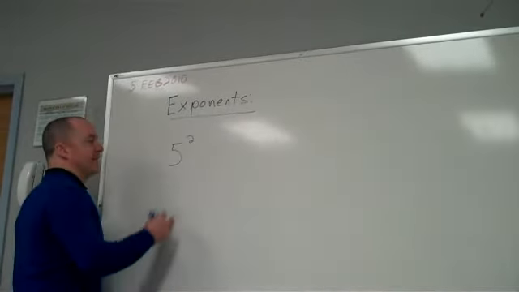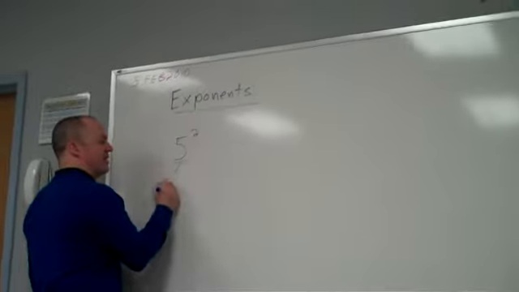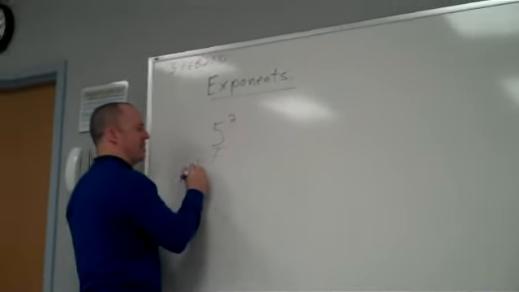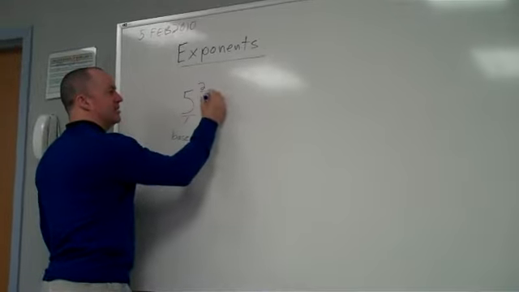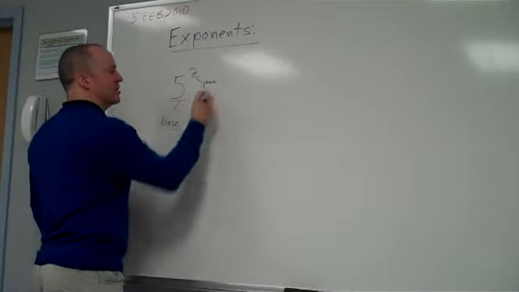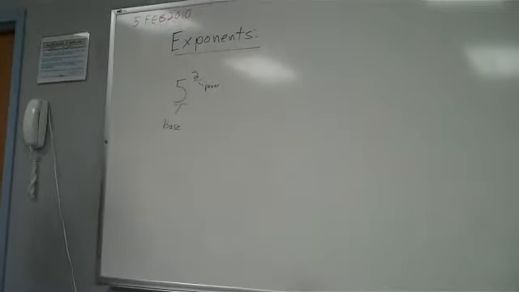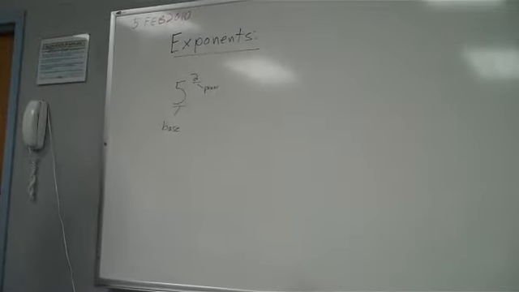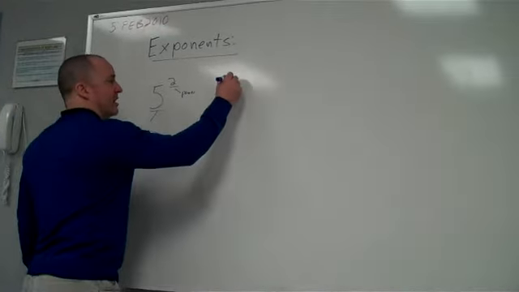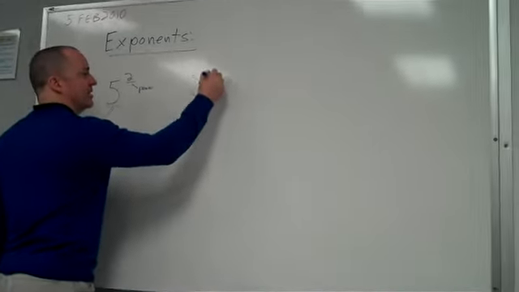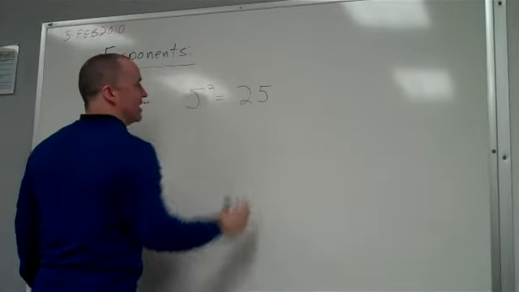Okay. So we're raising 5 to the second power. 5 is called the base of the exponent, and 2 is the power to which the base is raised. So you can say this is 5 to the second power. You can say it's 5 squared. You can say a lot of things about it. And it equals 25, right? It's 5 times 5?